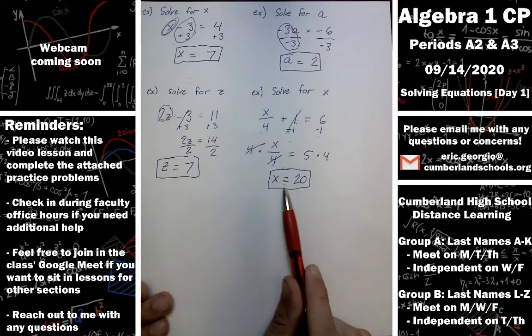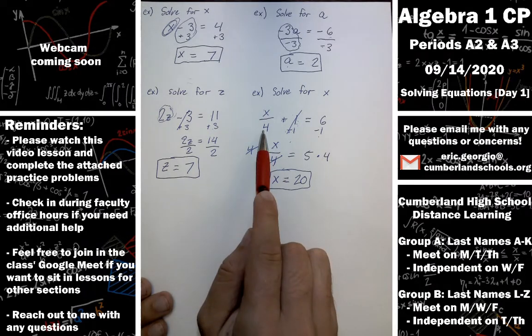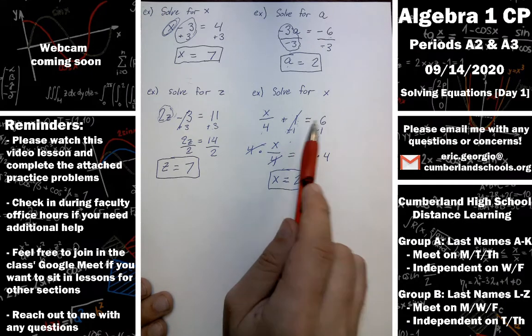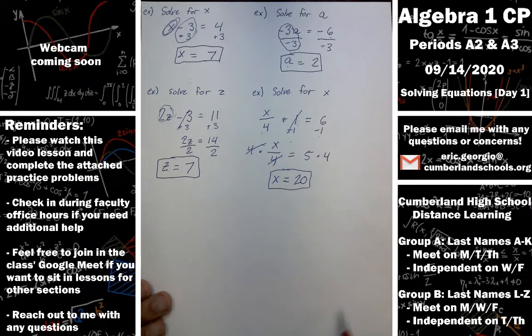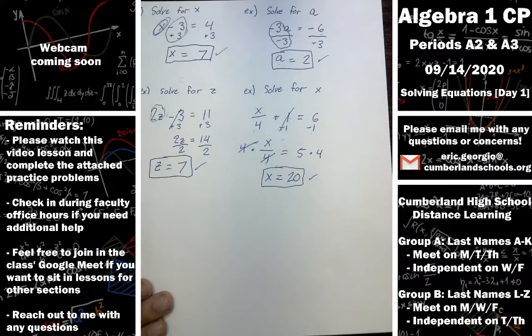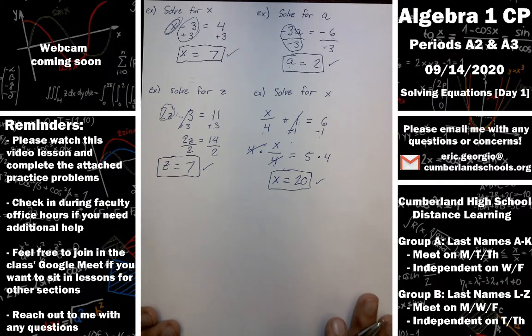Notice you can go ahead and take this number, plug it back in, and it should check out. 20 divided by 4 plus 1. 20 divided by 4 is 5, plus 1 is 6. Bam, works out just fine. And I encourage you to do that too. If you're ever confused as to whether or not you got the right answer, you can always go back and check your work. Alrighty? Questions, comments, concerns about that?